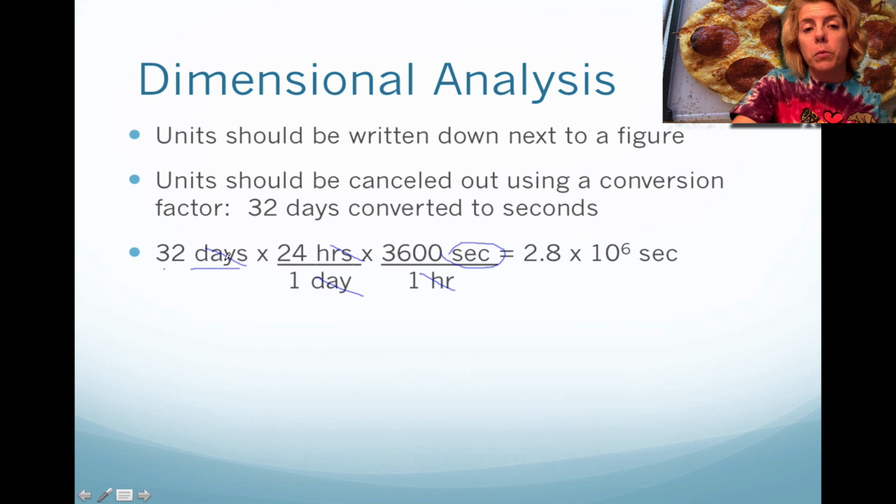And here I just have to multiply across. And then when I multiply across, I get 2.8 times 10 to the 6 seconds. Notice I followed sig figs, and instead of having a million digits, I only have 2 sig figs because of the numbers that I started with.